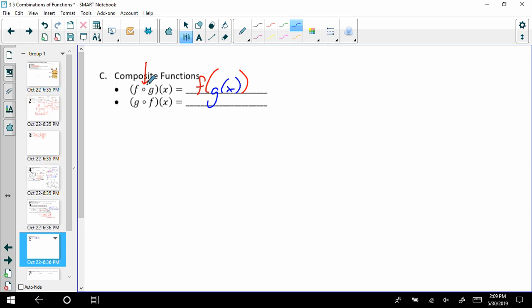So I tell my students, when they see that symbol, I want you to think eats. So this literally means f eats g. It's not the most mathematical term, but it sticks with people. g ends up inside of f. The other one, if I saw g composed with f, that means I would take the g function and it would eat f. f would end up inside of g.